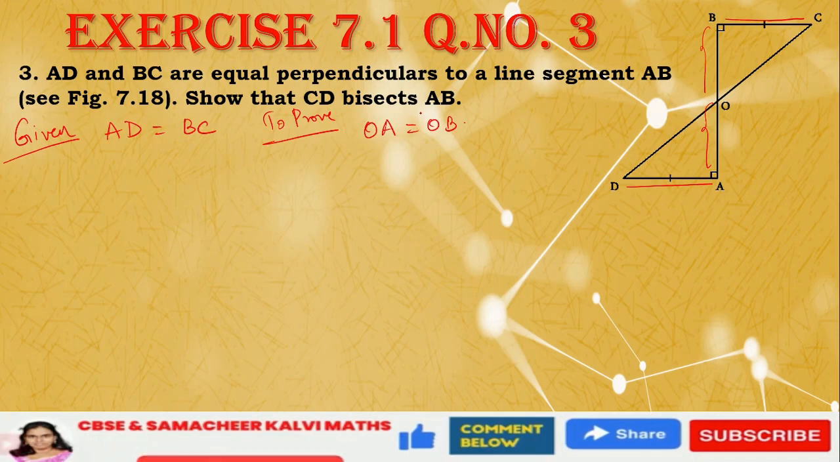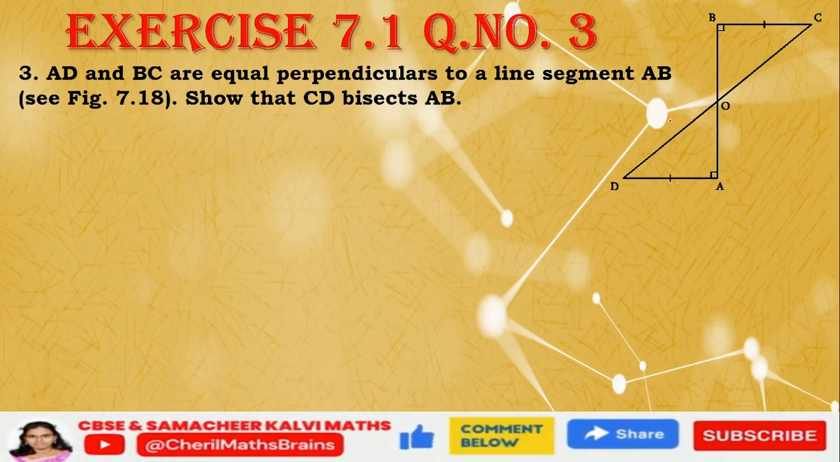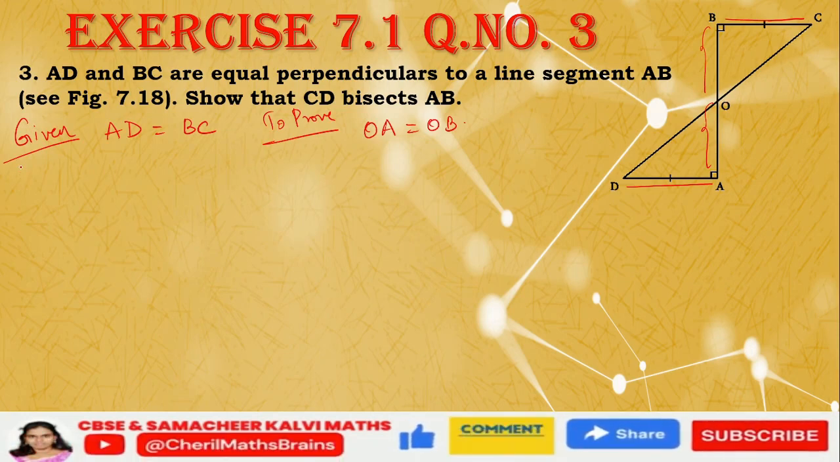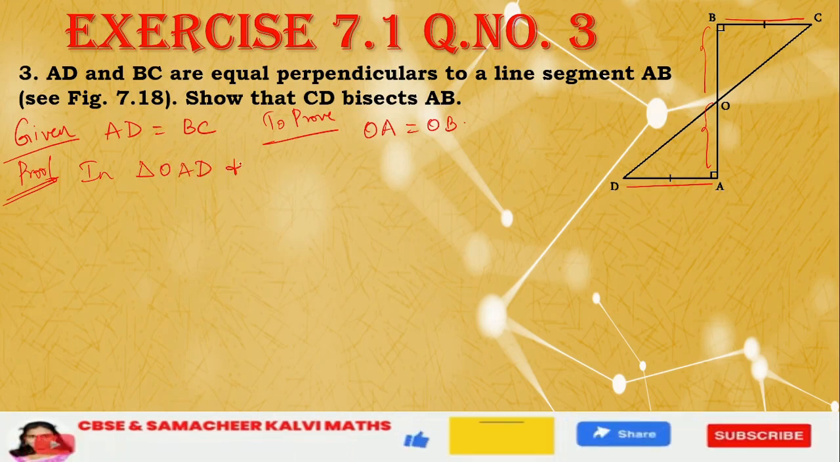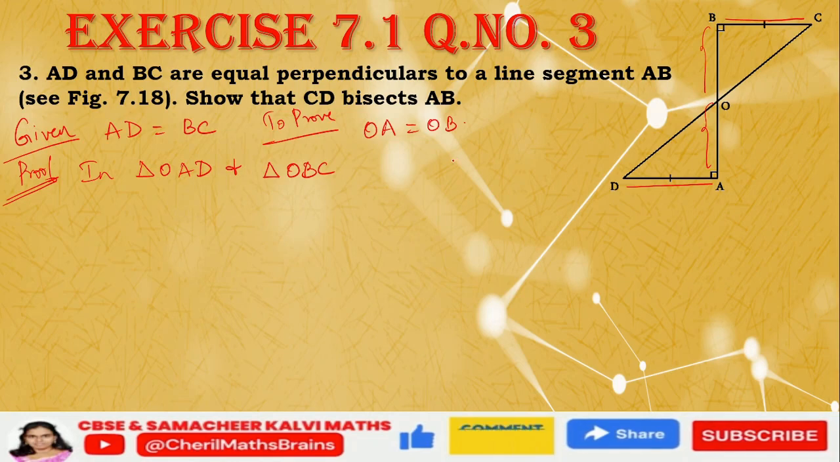Now let's do this question, children. First we have two triangles here, isn't it, children? Once we look into this, we can say that we have two triangles here, which are going to be OAD and OBC. So now we'll get into the proof. We have two triangles, triangle OAD and triangle OBC. See this triangle OAD. I'll tell you why I wrote it like this.